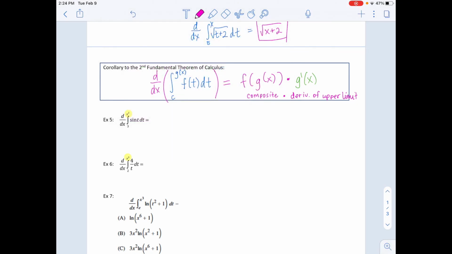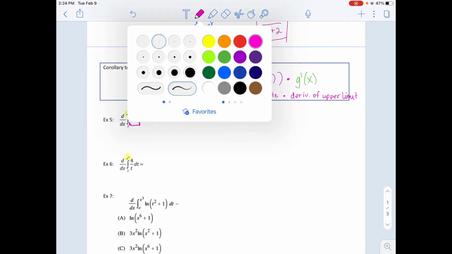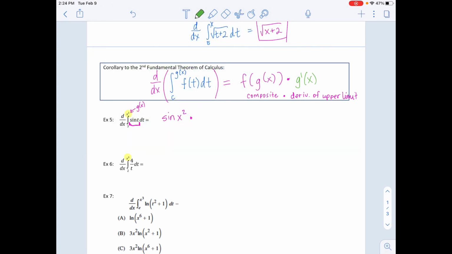Okay, so let's look at example 5. Again, here is the f of t function here, sine of t. And then g of x is the upper limit, right? So it's really important to remember which is which. And then we're going to plug x squared into sine of t. So that's now composite, right? Sine of x squared. And then we're going to multiply that by the derivative in green of g prime, which is 2x. So this is my answer. You can try example 6 on your own.